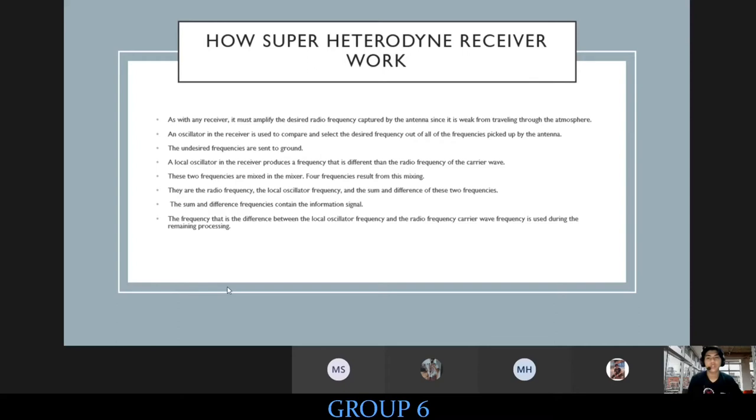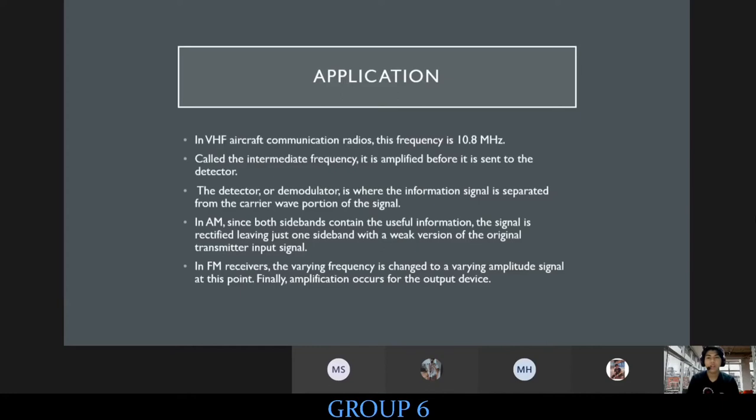Application. In a VHF aircraft communication radio, this frequency is 10.8 MHz. Called the intermediate frequency, it is amplified before it is sent to the detector. The detector, or demodulator, is where the information signal is separated from the carrier wave portion of the signal. In AM, since both sidebands contain the useful information, the signal is rectified, leaving just one sideband with a weak version of the original transmitter input signal. In FM receivers, the varying frequency is changed to a varying amplitude signal at this point. Finally, the output device.